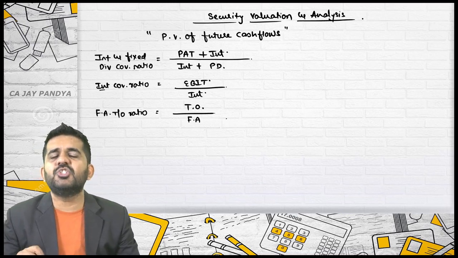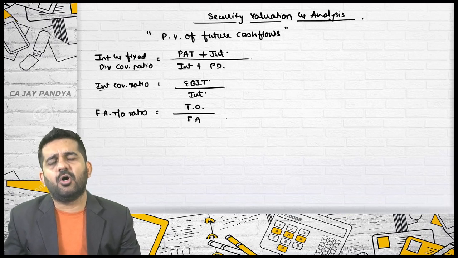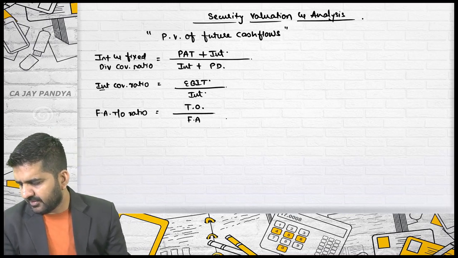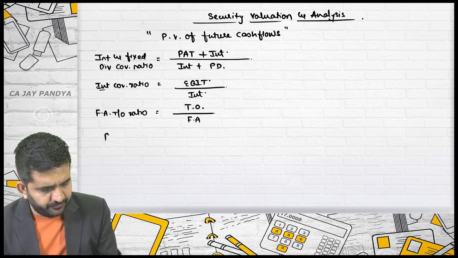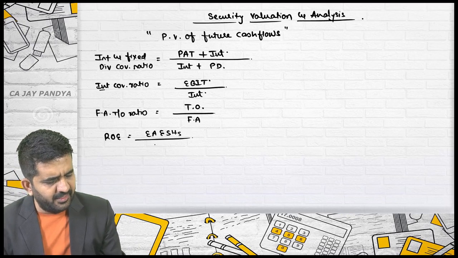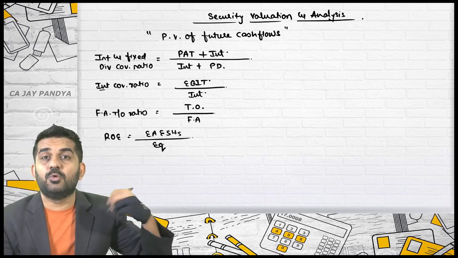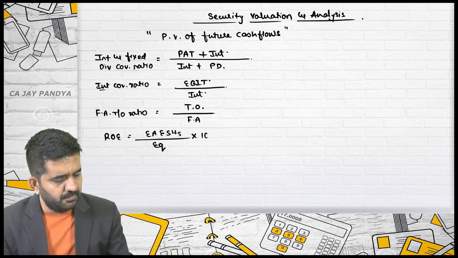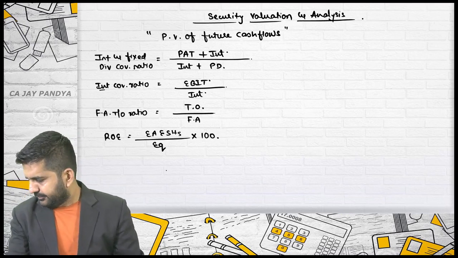This I have written just because they were covered in some of our questions. Return on equity is earnings available to equity shareholders divided by equity. Equity includes equity share capital plus reserves, multiplied by 100.